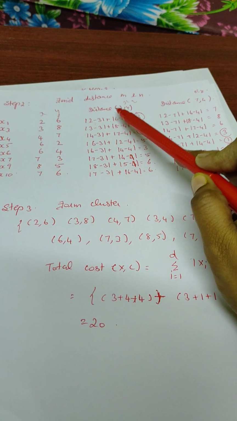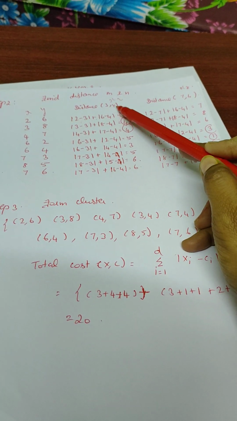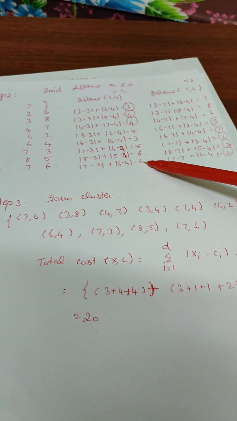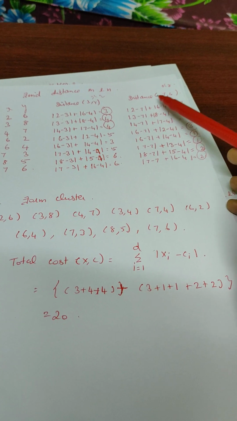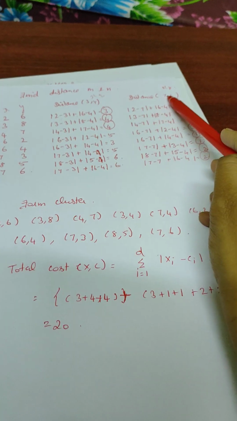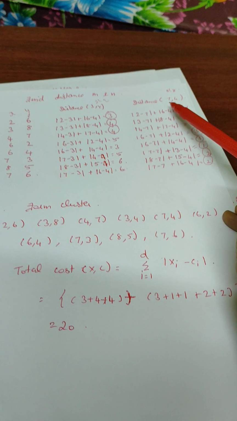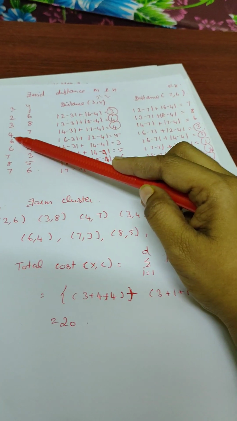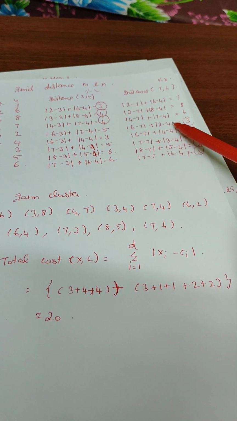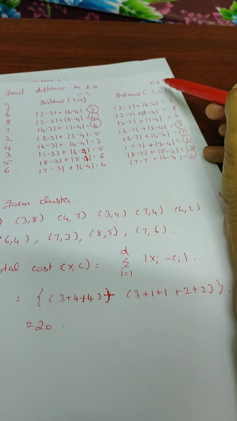2 minus 3 plus mod of 6 minus 4. Like that you have to substitute. Similarly 3 minus 3 plus mod of 8 minus 4. Similarly you have to do everything and find the values. Similarly for x8, the coordinate 7 comma 4, you have to do it: 2 minus 7 plus mod of 6 minus 4, 3 minus 7 plus mod of 8 minus 4, 4 minus 7 plus mod of 7 minus 4, 6 minus 7 plus mod of 2 minus 4. Now I have found the distance for 3 comma 4 and 7 comma 4.